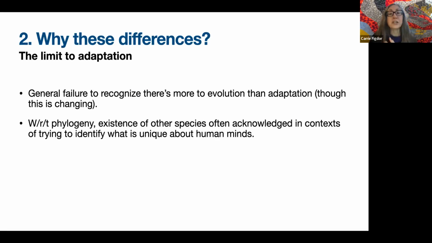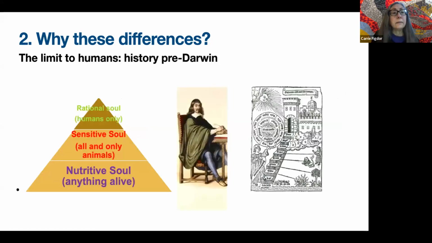So the limit to adaptation is changing, but in general there's not a recognition that there is more to evolution than adaptation. And I said that is changing, but there is more attention obviously to mechanisms, to ontogeny. But with respect, at least to phylogeny, the existence of other species other than the human is usually acknowledged in the context of trying to identify what's unique about the human mind. Okay. What is bigger, I think, and more influential is the limitation to humans, right?